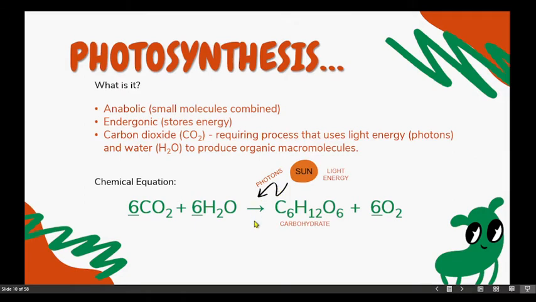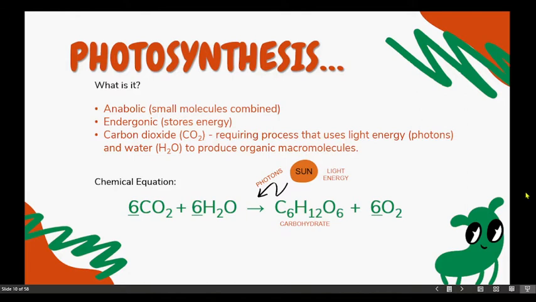And then after the reaction, we now have our products, the first one is a 6-carbon carbohydrate, so that's C6H12O6. And we also have 6 molecules of O2 or oxygen. And oxygen is the byproduct of photosynthesis. We know that plants give off oxygen.